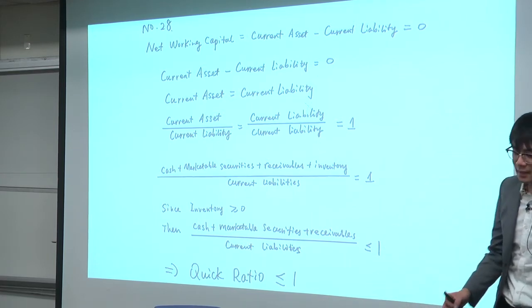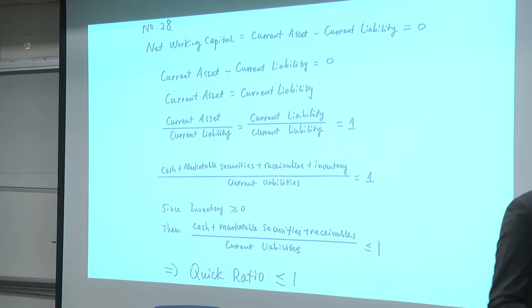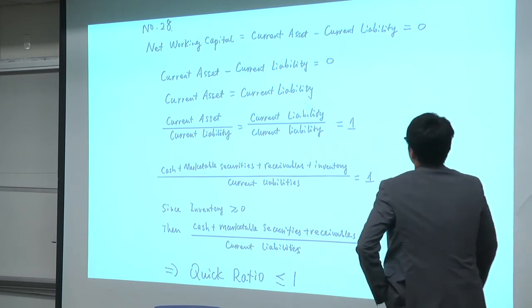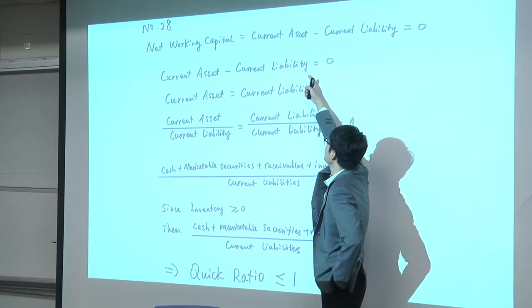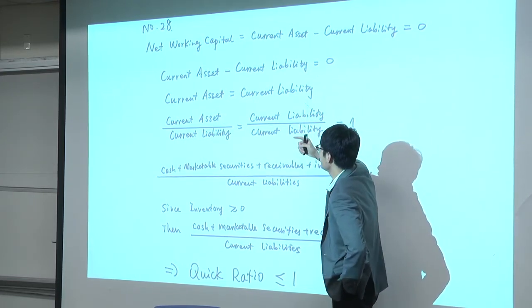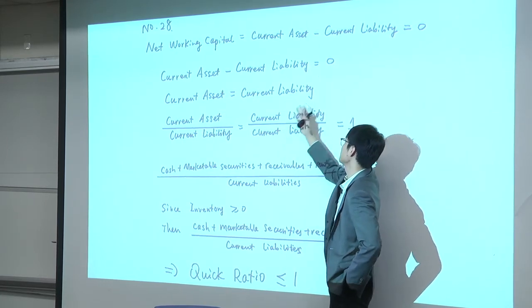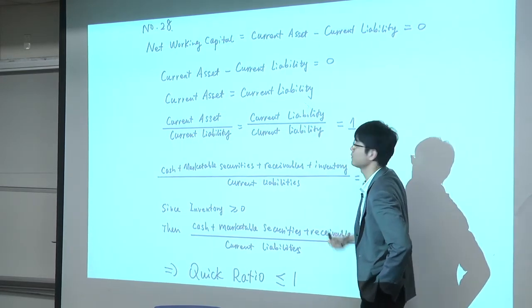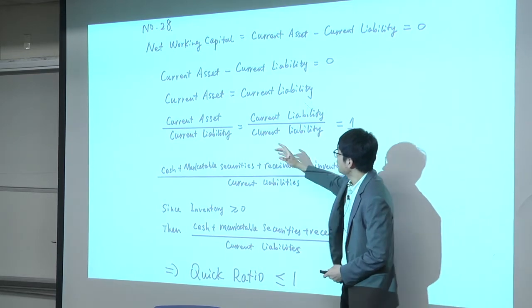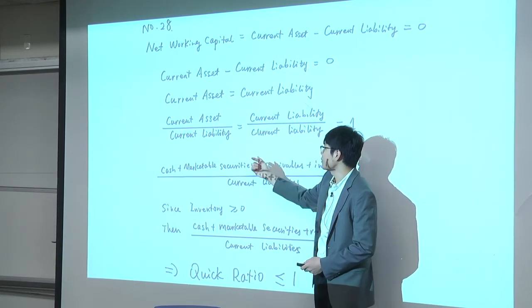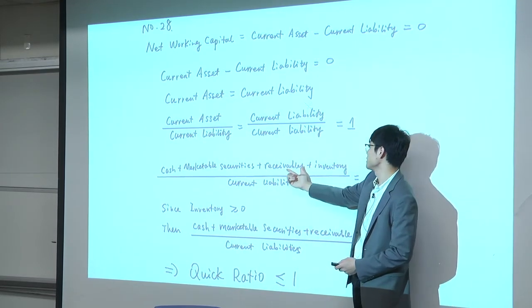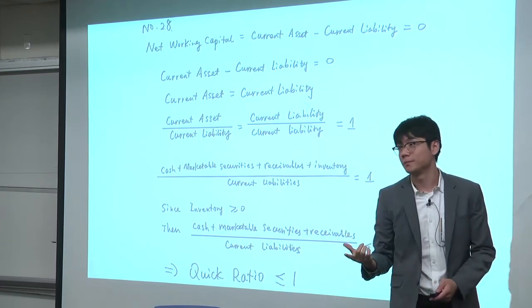Net working capital is current assets minus current liabilities, equal to 0. Let's derive a little bit. You move current liabilities to the right-hand side of the equation, and divide current liabilities on both sides, so that equals 1. We decompose current assets into cash plus marketable securities plus receivables plus inventory. That's what we did before.